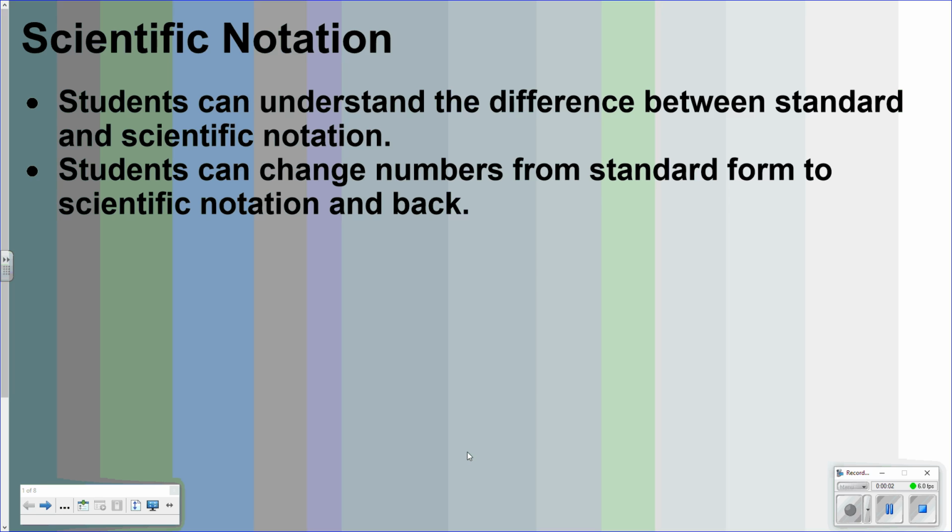Next lesson, we'll be talking about scientific notation. By the end of the lesson, you should understand the difference between standard and scientific and be able to change numbers from standard to scientific and back.